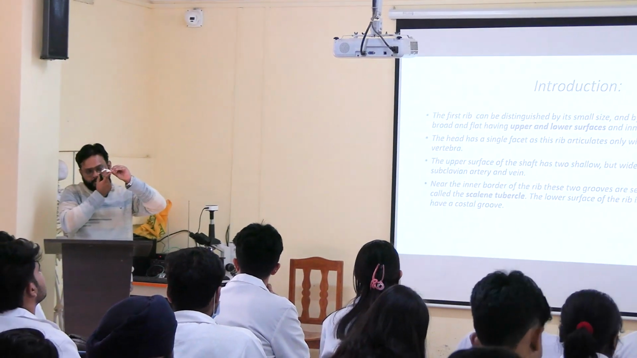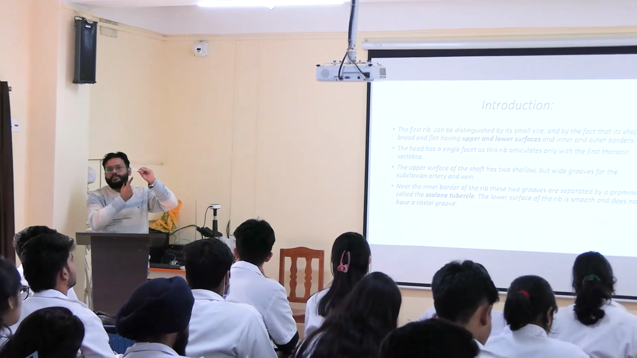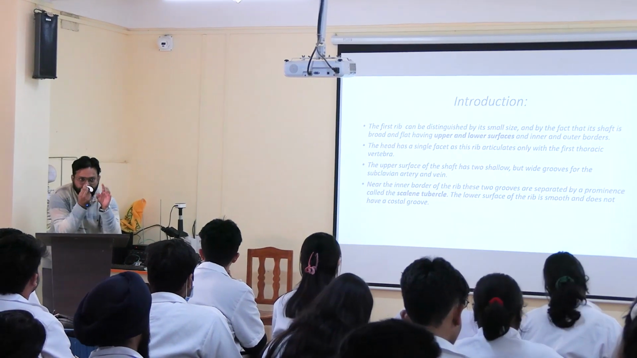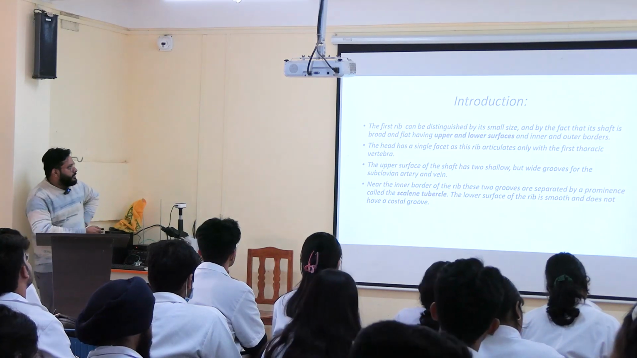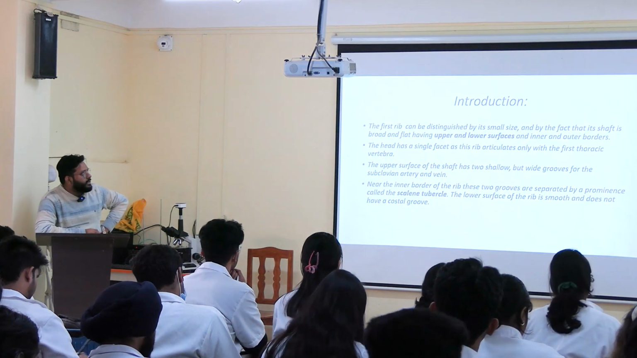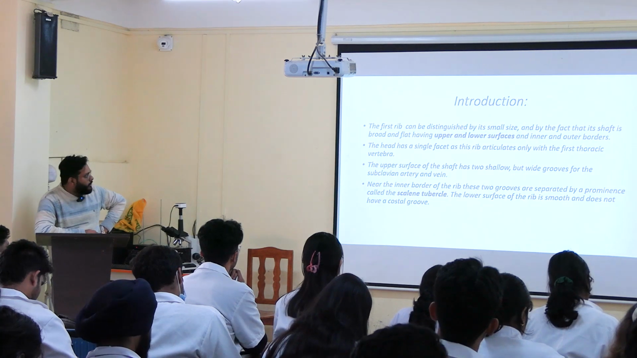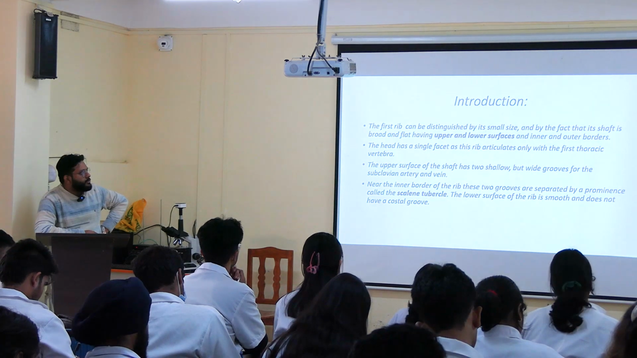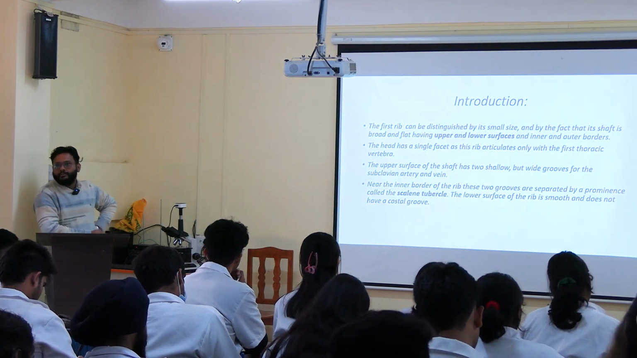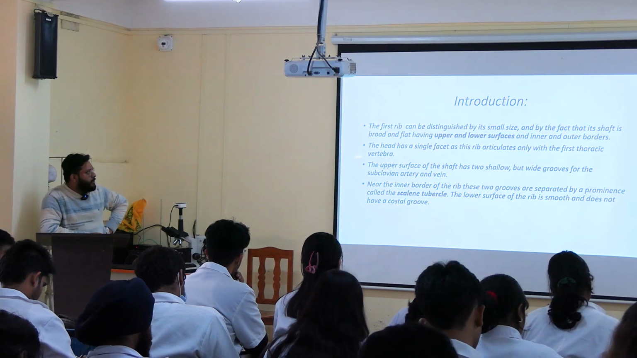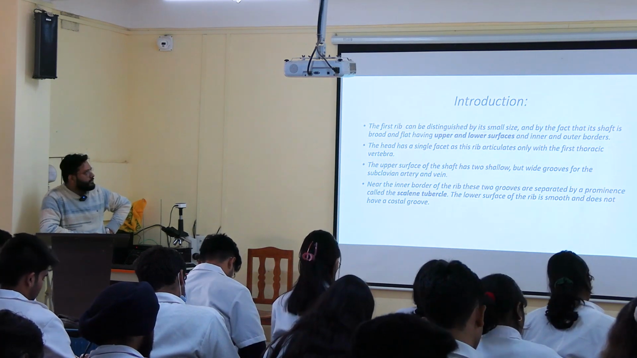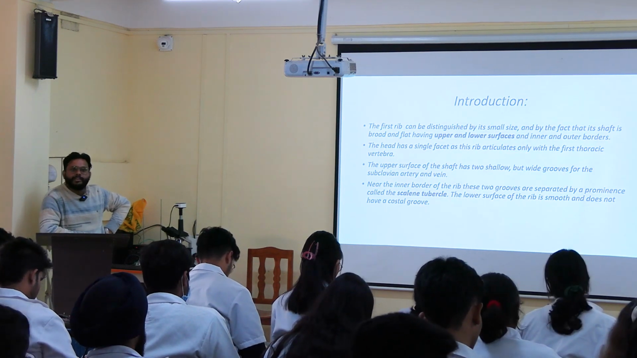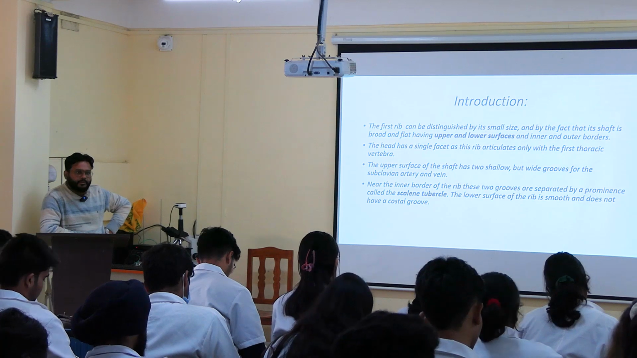That is the superior surface and inferior surface. How many borders? Inner border, outer border, right? Having upper and lower surfaces, inner and outer borders. The head has a single facet. This one articulates with the first thoracic vertebra. I have already explained, right? Write this: the head has a single facet, and this one articulates with the first thoracic vertebra, right?